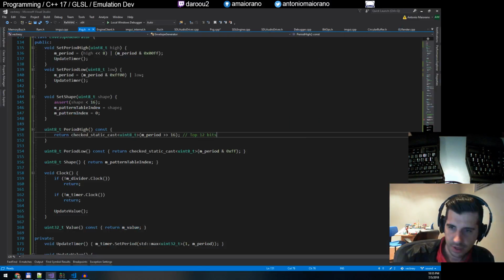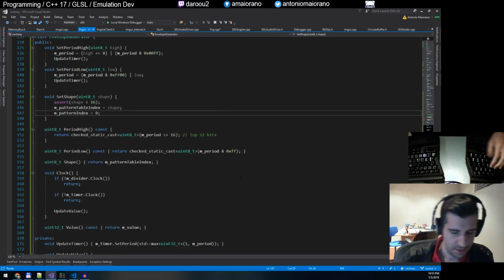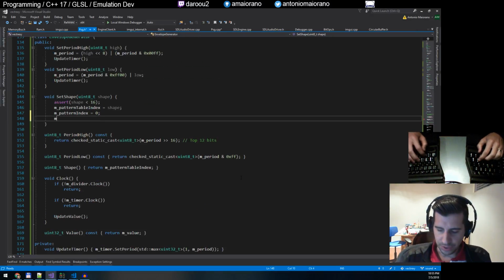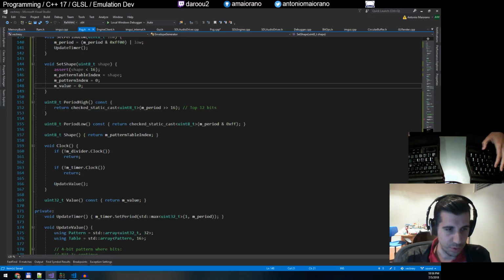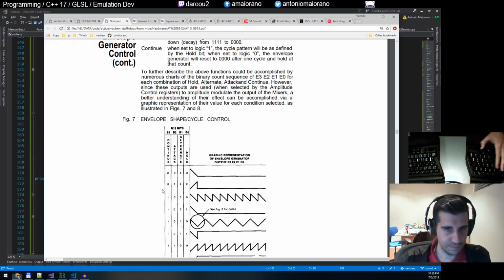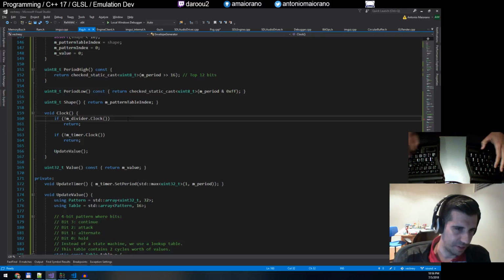I don't know. Like, do I do this? Does setting the shape also reset the value, and then on the very next tick, once we are supposed to clock, we're going to get a new value? Maybe. Maybe that's good enough. We'll see. And I'm really getting the feeling we're not going to need this divider. That's my feeling.